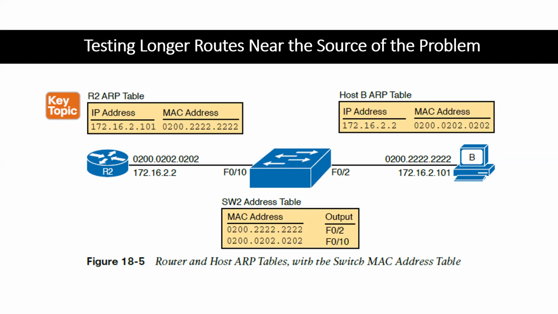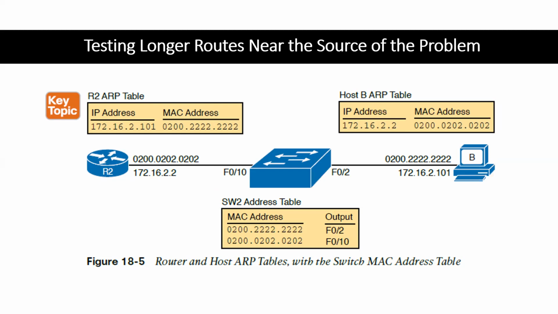Again, we're all the way on chapter 17. So we learned about layer 2. We learned about what a MAC address table is. We learned about what an ARP table is, an address resolution protocol table, that maps IP addresses to MAC addresses on layer 3 devices, like a router.